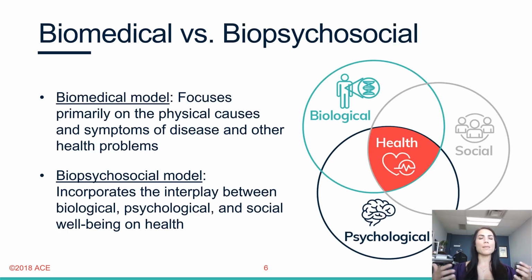There are two primary ways of thinking about it: the biomedical perspective, and the biopsychosocial perspective. When we first started as a medical field, people were looking at it from a biomedical model. Essentially, that focuses on the physical causes and symptoms of disease and other health problems, and many medical settings are still very much in this biomedical model. Now, the biopsychosocial model incorporates the interplay between biology, psychology, and social well-being on health.